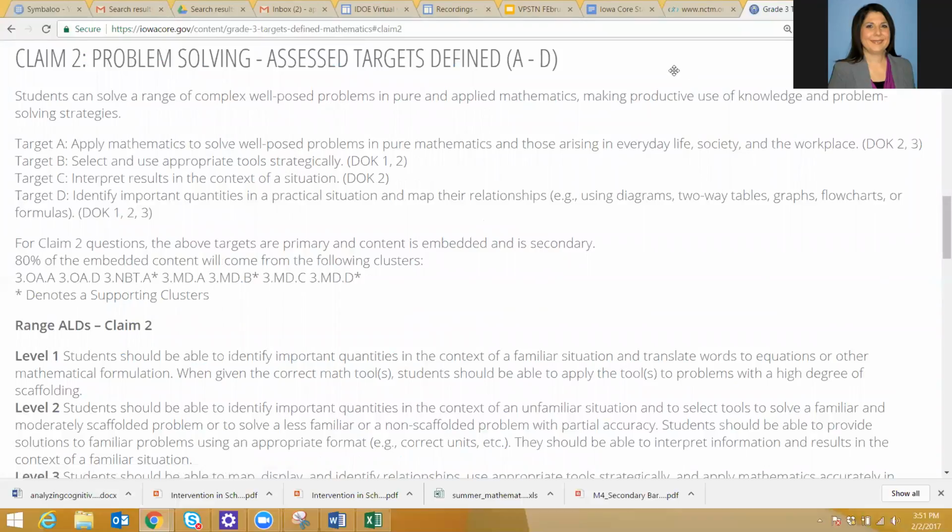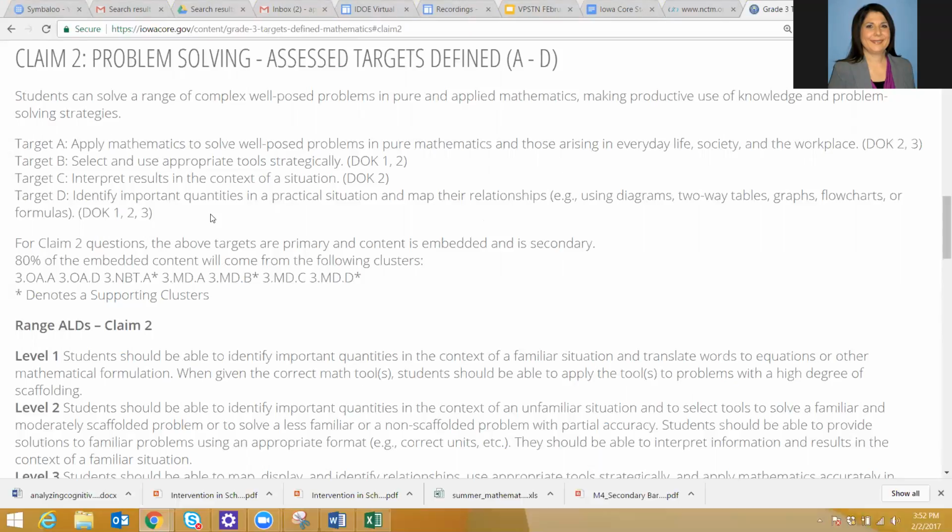When we go down here to problem solving, you'll see again, what do we mean by problem solving? We state that, and then within problem solving, we have 4 targets. Target A: we want students to be able to apply mathematics to solve well-posed problems in pure mathematics and those arising in everyday life, society, and the workplace. Target B, select and use appropriate tools strategically. Target C, interpret results in the context of a situation. Target D, identify important quantities in a particular situation and map their relationships. You'll notice that the DOK levels are already here for us, so we don't have to sit and think about what that will look like.